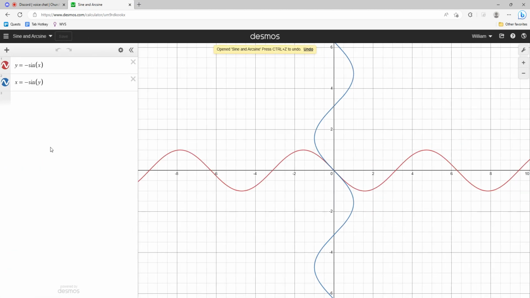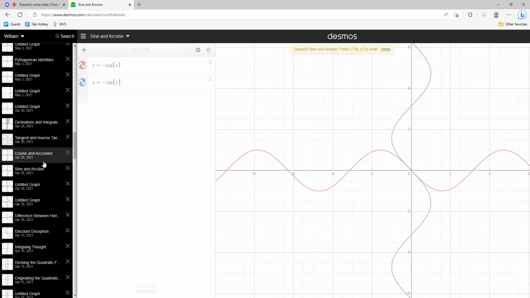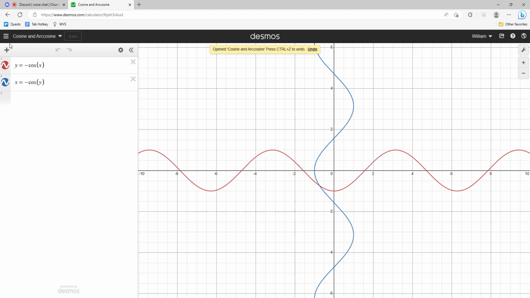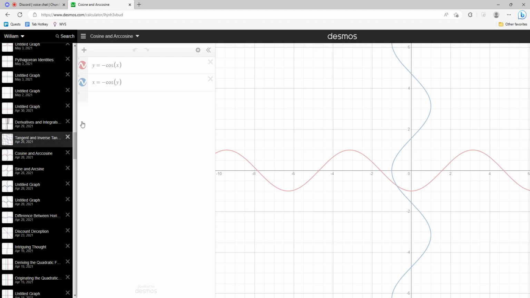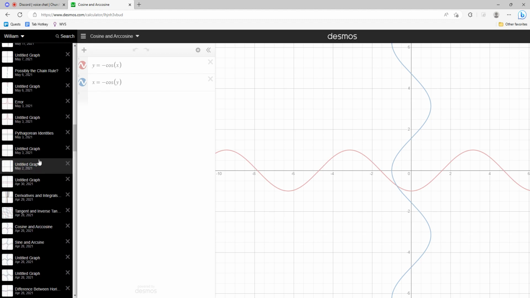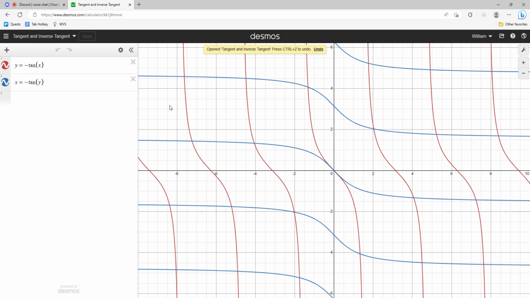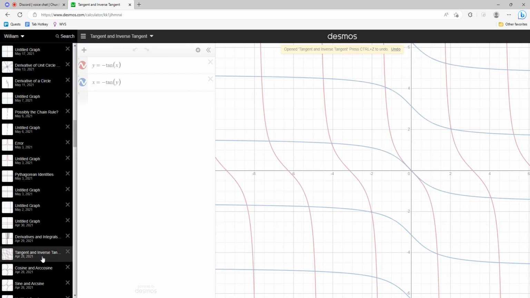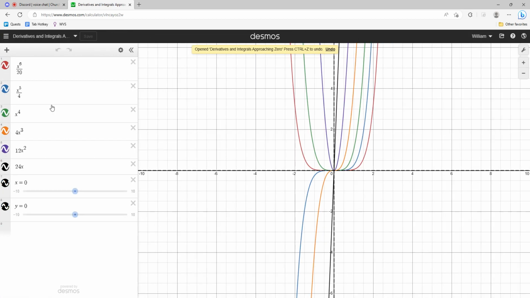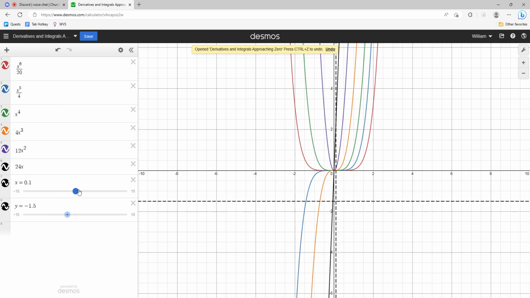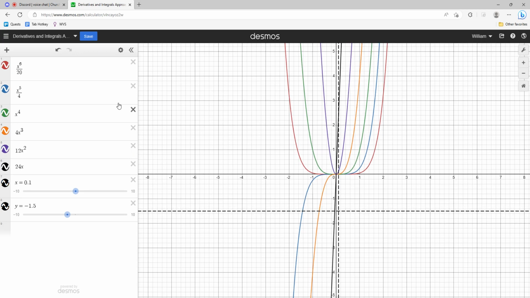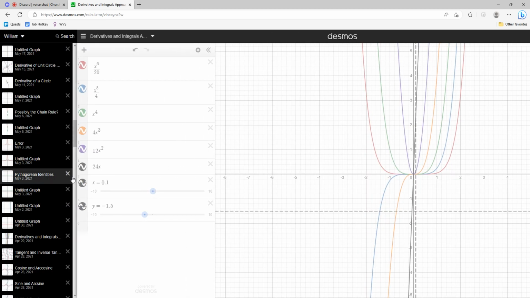Looks like I made a bunch of these. This is interesting. Cosine and arc cosine. Not super interesting because it's not centered at 0, so it's kind of weird. Also, that is... Oh yeah, it is the arc cosine. Tangent and inverse tangent. Oh, ooh, okay, that's cool. Derivatives. What? What is the point of this? Okay, I'm not certain.